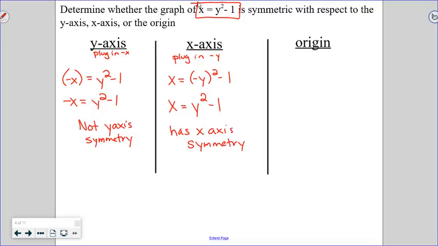And our last one, we plug in both. So I'm going to plug in a negative x and a negative y, and see if I can clean it up. Well, the negative y is going to turn out positive. And then we're running into that same issue that we had over here. I can't get rid of that negative in front of the x without altering the other side that's already matching correctly. So it only has one symmetry, and that is about the x-axis.